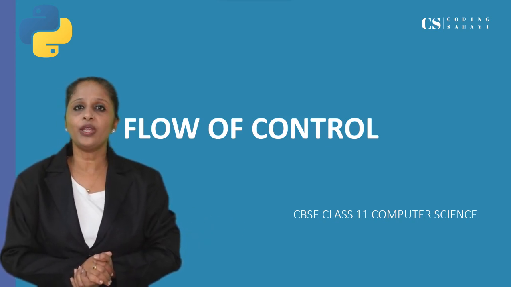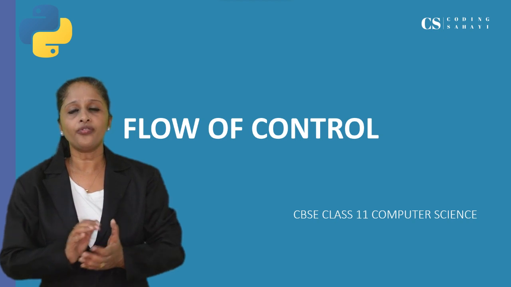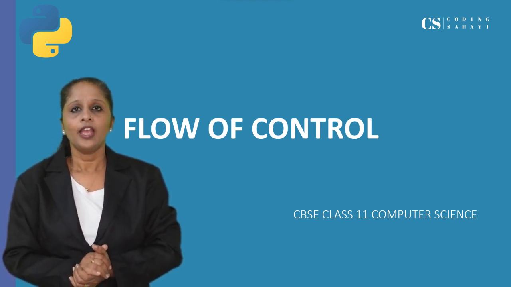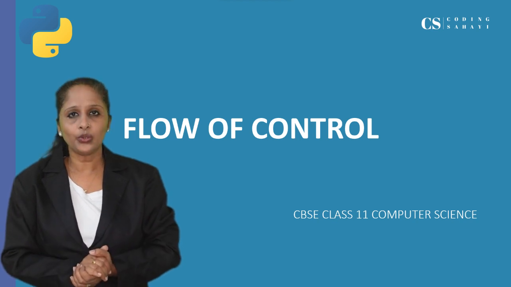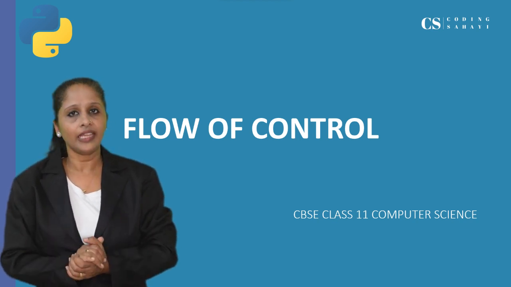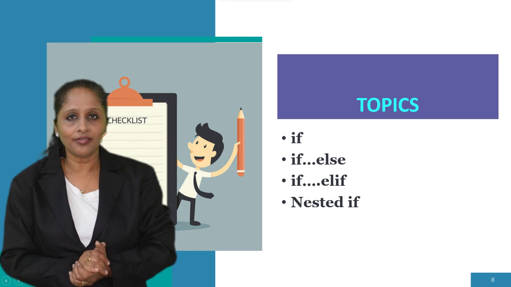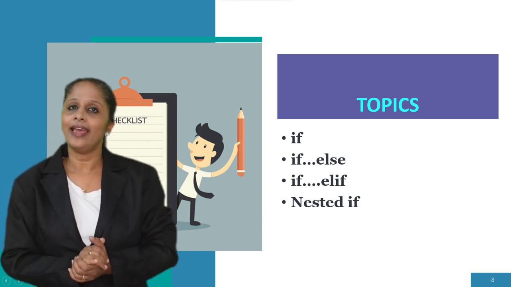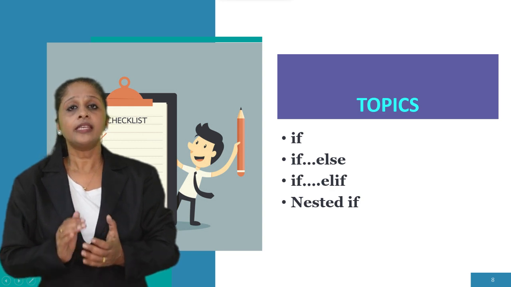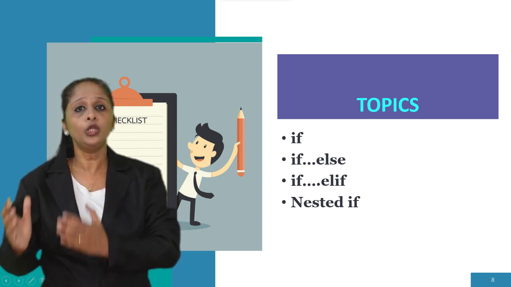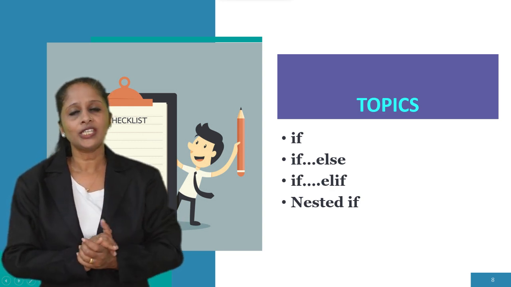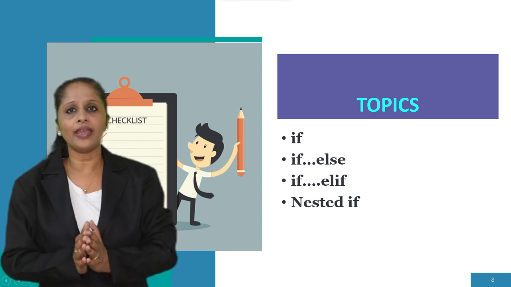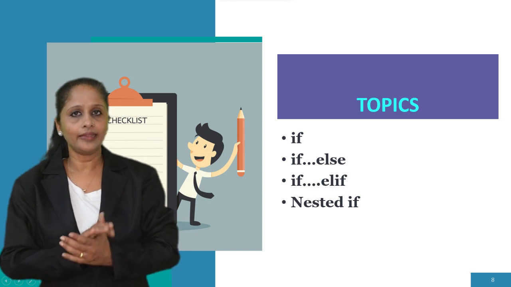So in the previous video we discussed the flow of control, that is sequence, selection and iteration. In this video we are going to discuss the selection construct if. The topics to be covered in this video are if else, if elif and nested if. Before studying if and the loops, please go and watch the video on flow of control, because the basics of if and the loops are explained in that video.